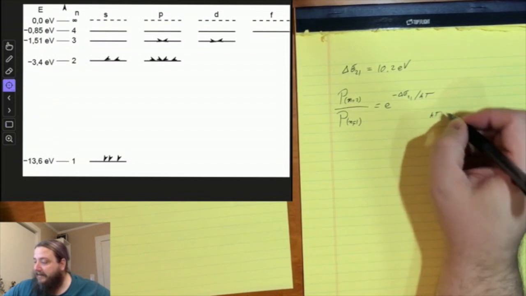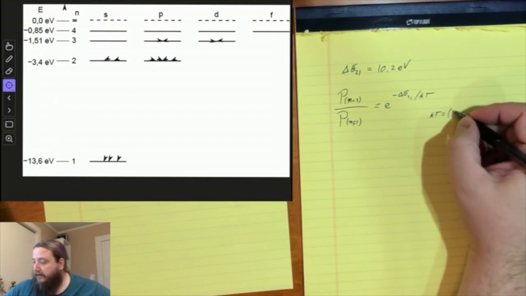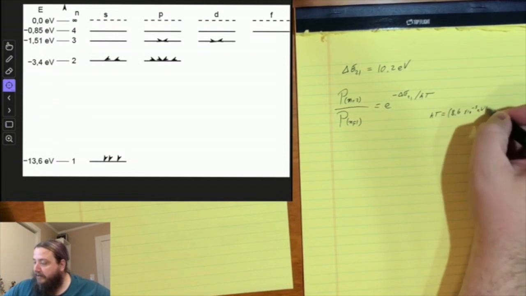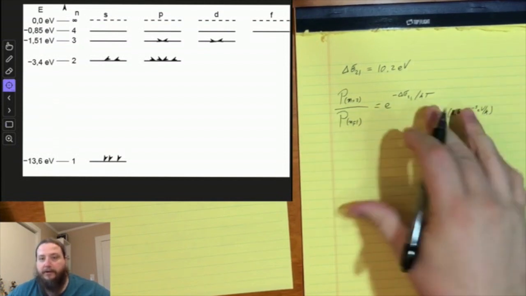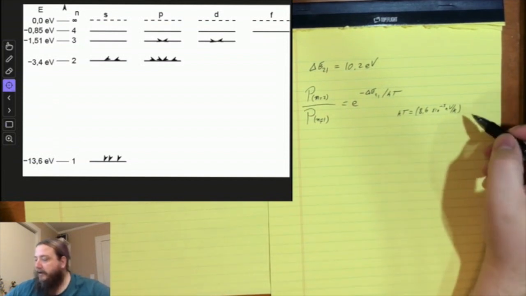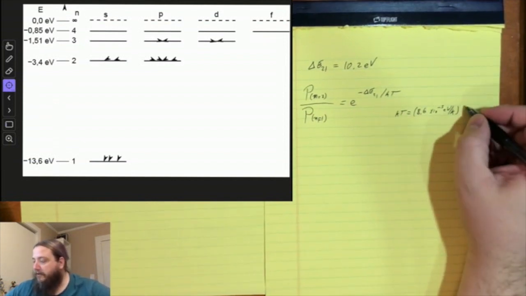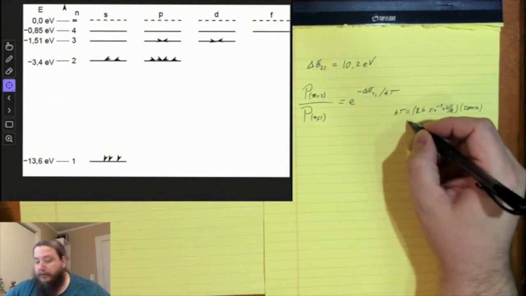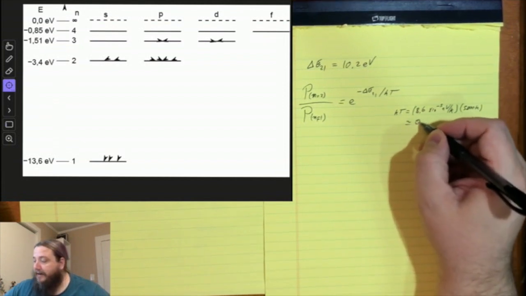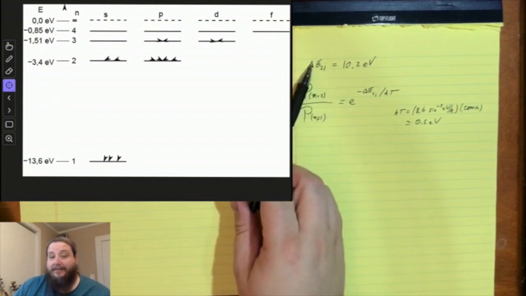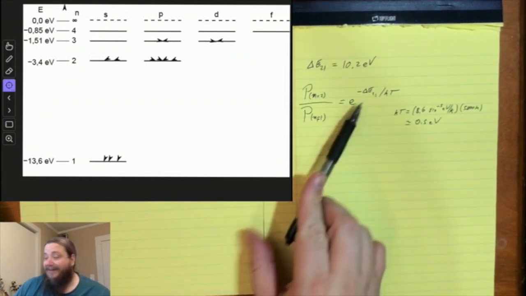kT in this case, well, that's 8.6 times 10 to the minus 5 eV per Kelvin. In this case, it's convenient to use the eV per Kelvin version of Boltzmann's constant, and the ambient temperature, at least at the surface of the sun, is about 5,800 Kelvin. So kT is something like half an eV, whereas the delta E here is more like 10 eV.